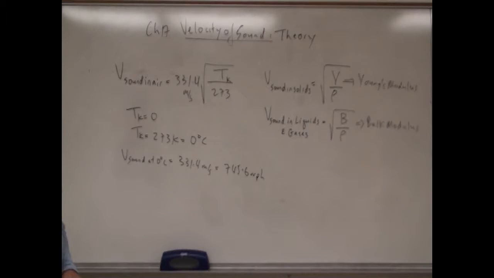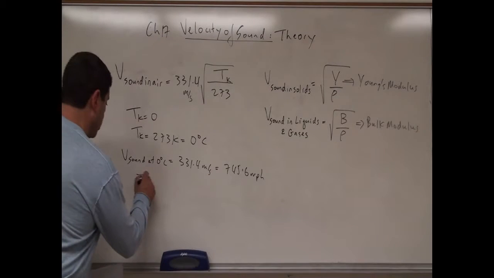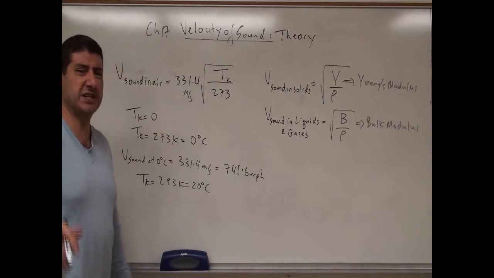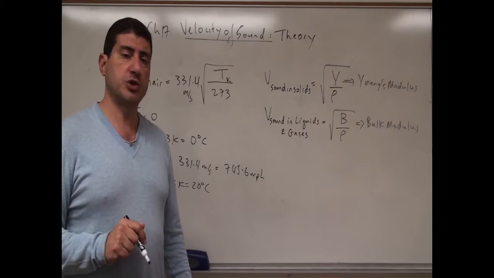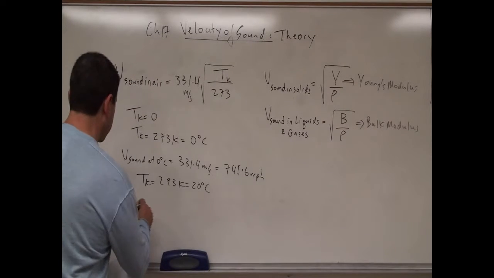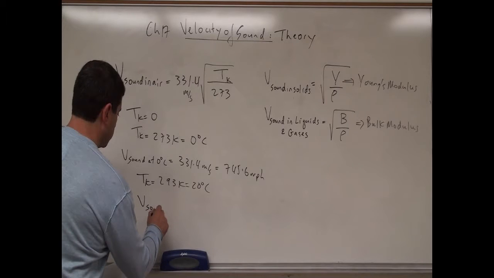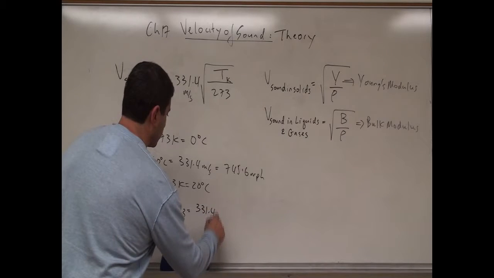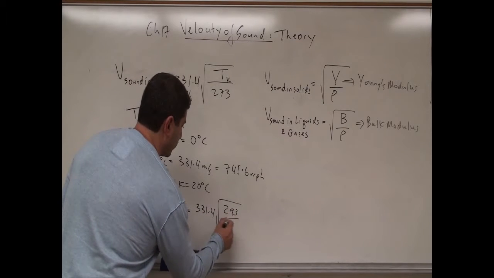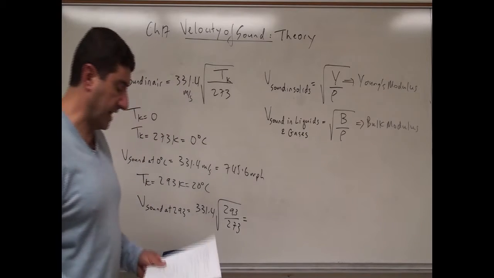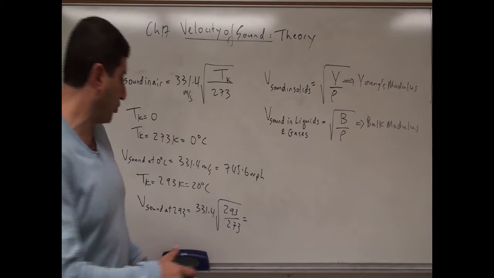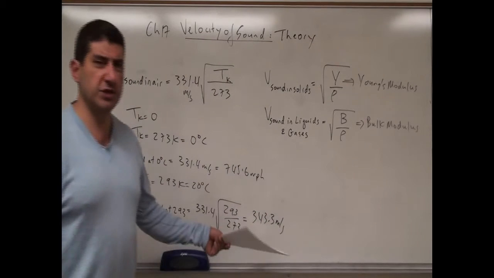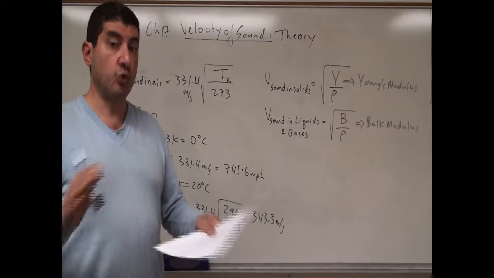And if the temperature is equal to 293 Kelvin, which is 20 degrees Celsius, so that's a typical room temperature, then we can put here 293, velocity of sound at 293. Then you're going to get 331.4 times the square root of 293 over 273. Then when we put that in, we get 343.3 meters per second.